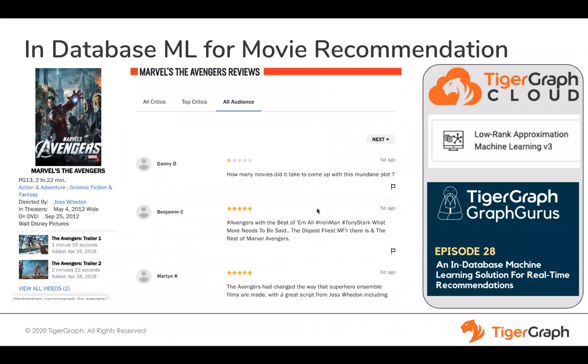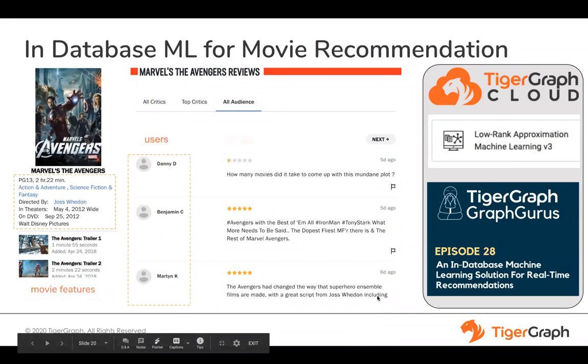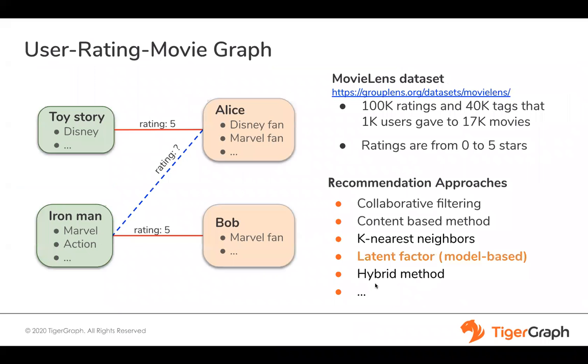And quickly, an example, we have several examples on TigerGraph Cloud and in other webinars. We had one that did movie recommendation. You can find this in Graph Gurus episode number 28, or you can go in TigerGraph Cloud and select the low rank approximation machine learning version 3 starter kit. We have about 5 different starter kits which relate to machine learning. And this is just one of them.